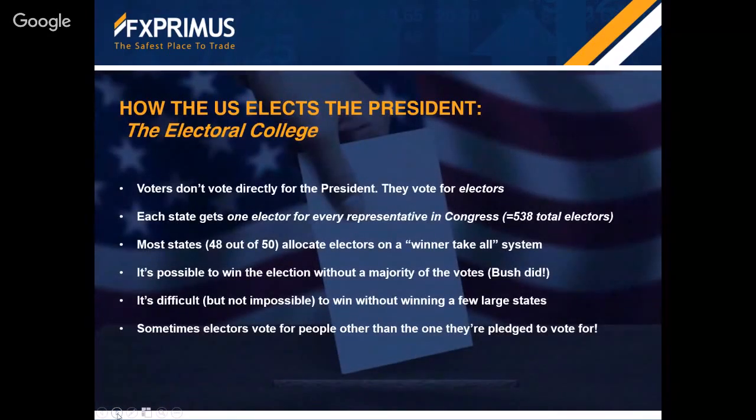Now, how the people elect the president, this is quite bizarre. This is a really unique system. Voters don't directly vote for the president. 40 million people vote for Obama, 39 million people voted for Mitt Romney. Obama wins. They don't vote directly for the president. They vote for electors. The people vote for the electors from their state. Those electors then, in early January, I think it is, go to Washington and they vote for the president.